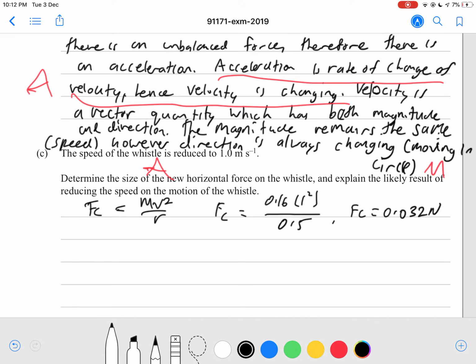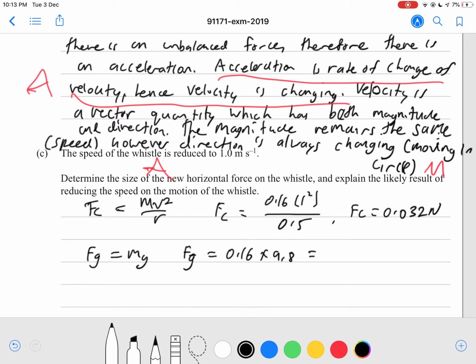So we've determined the new size of the new horizontal force and explained the likely result of reducing the speed on the motion of the whistle. So there is a bit of confusion with this question. However, if we note down the force of gravity acting on the whistle, so force of gravity equals mg. So force of gravity of the whistle equals 0.16 times 9.8.